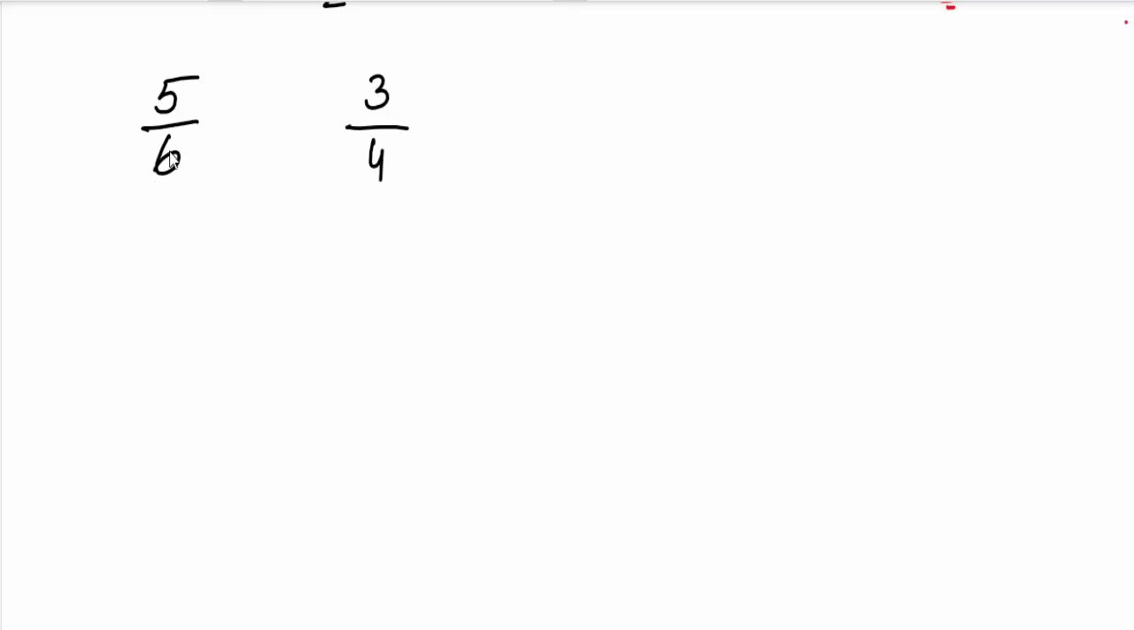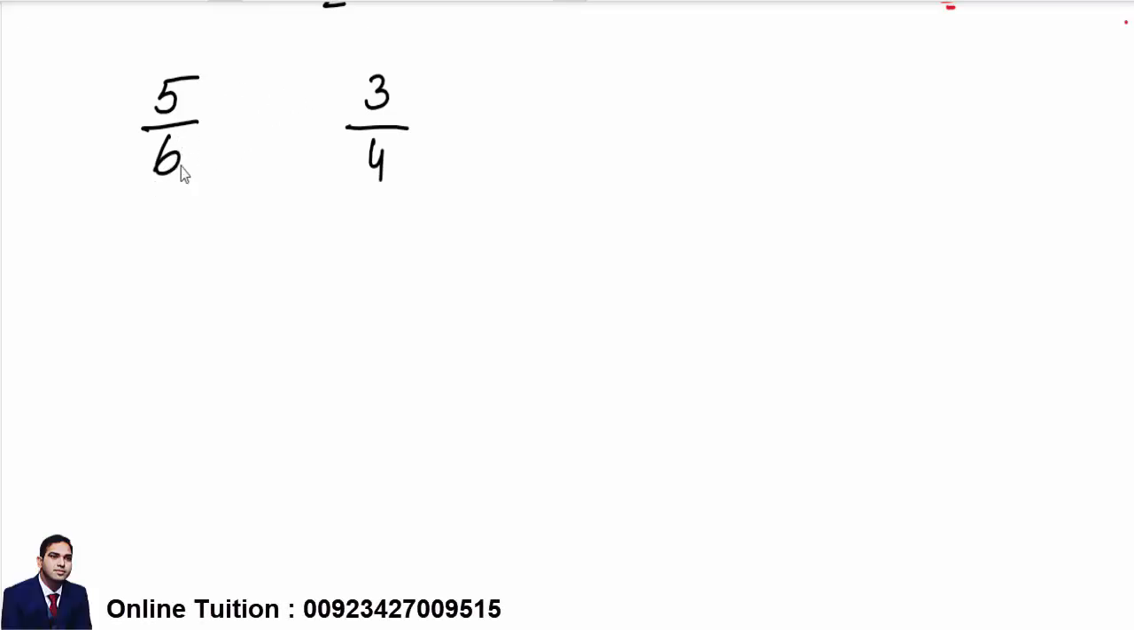In this video, we will learn how to compare fractions when the denominators are different. 5 over 6, 3 over 4. It becomes difficult when denominators are different. This is 6, this is 4. So how do we compare? For this, we have to find the common denominator. When you find the common denominator, it becomes very simple to compare the fractions.